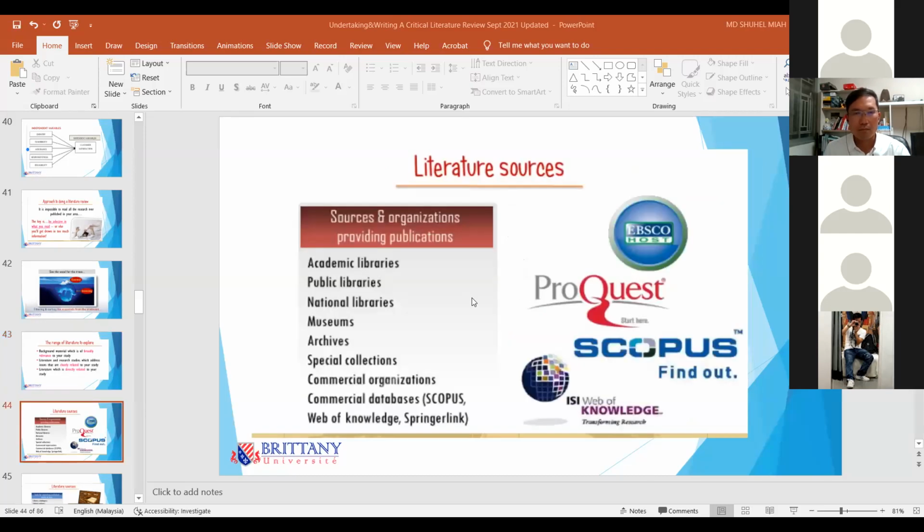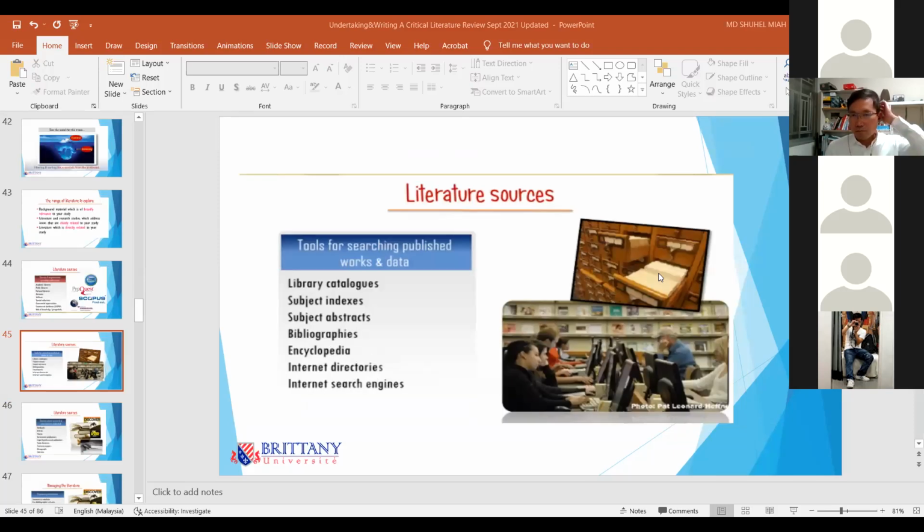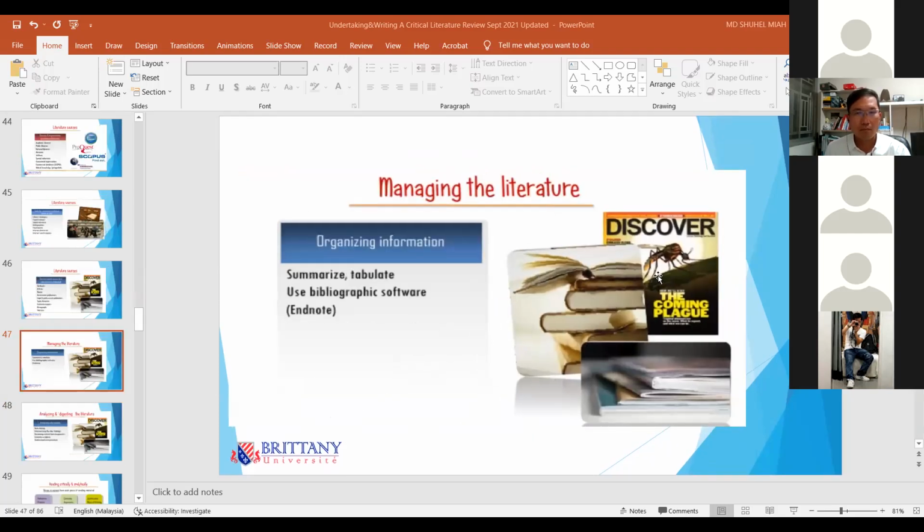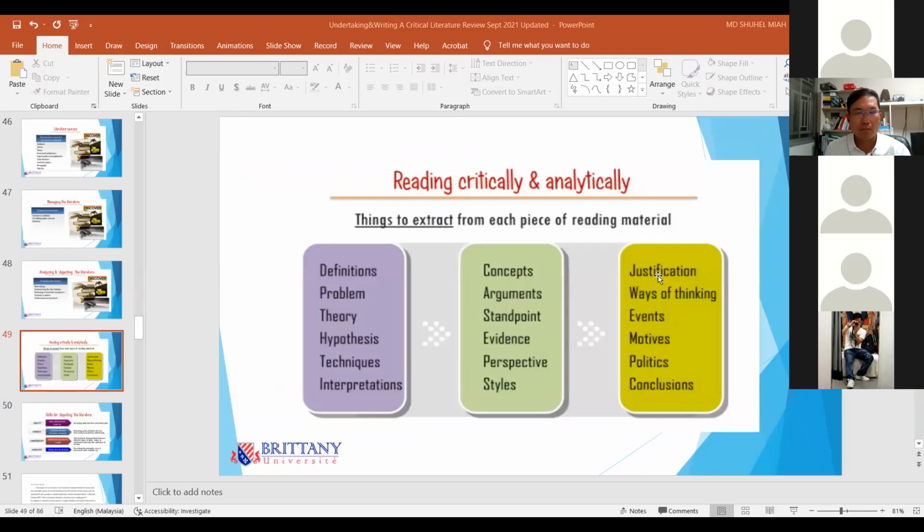So literature sources, I already showed to you. ProQuest, your online library, LIRN, you can go there. You can find all the information. Other sources, your library, as I showed just now, your Google Scholar, different sources. How you manage is up to you.